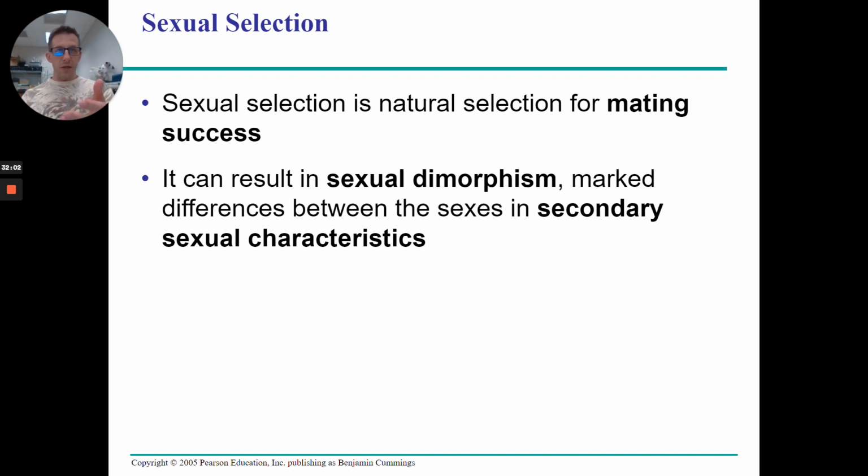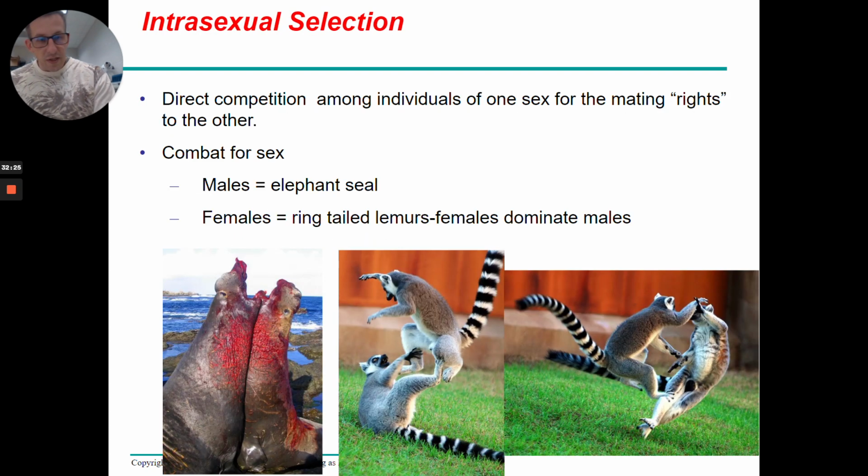Males generally are bigger. They have facial hair, wider shoulders. Obviously the sex organs are different, but that's beside the point. Deeper voices, things of that nature, compared to the female of the species. And we see this oftentimes in many species in nature as well. So let's talk about different types of sexual selection.